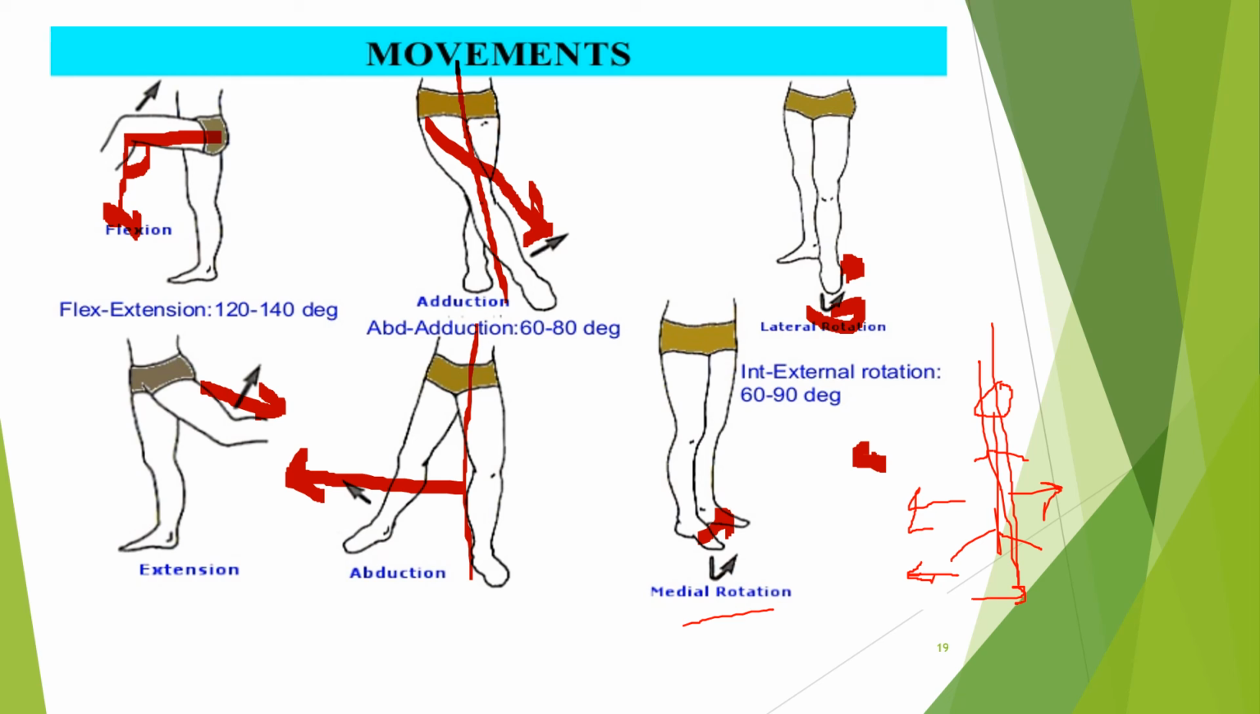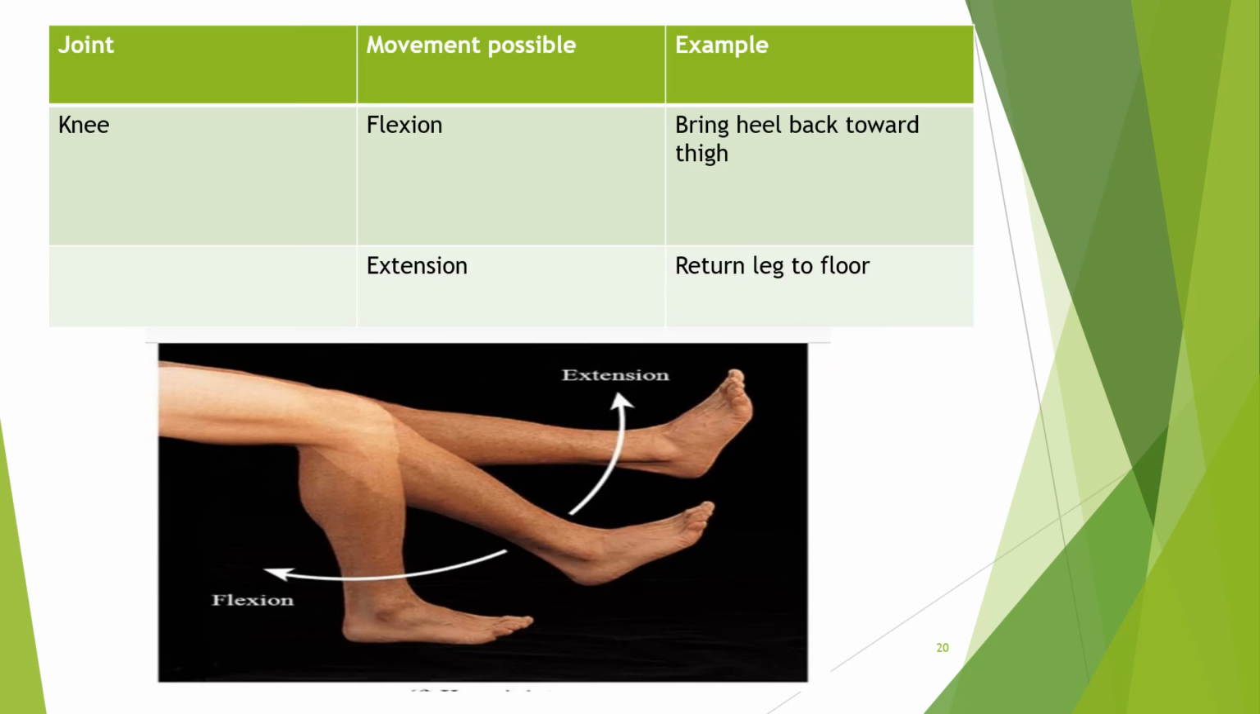Okay, understood? Now we see the joint movements in the knee. So first we have flexion and extension. Flexion is bringing the heel back toward the thigh. So here in flexion, your heel is going toward the thigh.